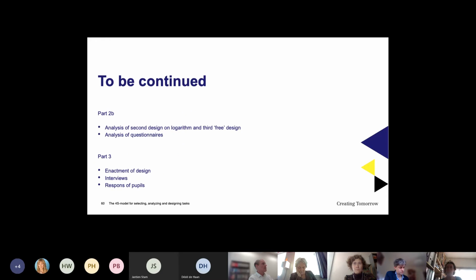Okay, I'm going to wrap up this part, and then we can discuss further, or questions first and discuss further. What I'm still working on is the analysis of the other designs that we did in this intervention, and the analysis of the questionnaires: how they look at their own designs and how they look at the model.